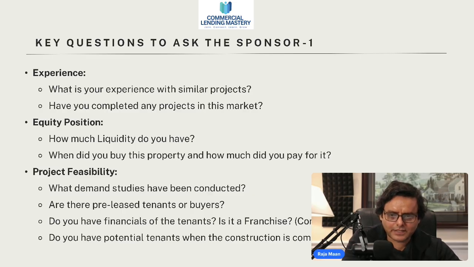Do you have any financials of the tenants? Is it a franchise? If it's a franchise, the franchise is strong, not declining, going upward. It's successful, and the tenant has multiple locations. Then your application is going to be stronger, and you can get more loan to cost, versus if you have no tenants, or tenants with really bad credit and no franchise, no experience. It doesn't make the application stronger.